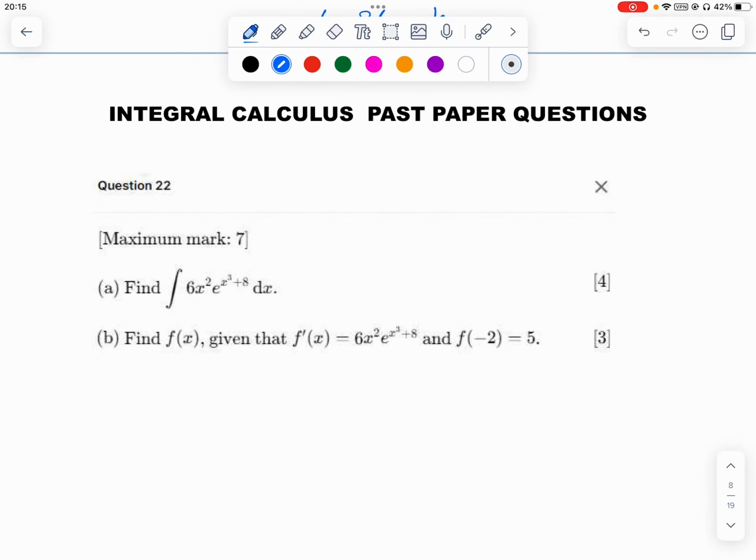Now coming to question number 22. In this question number 22, find the integral of 6x square e power x cube plus 8.